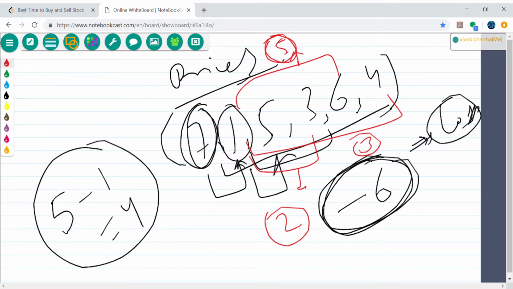Similarly, I need to traverse the whole array just to make sure that I do not get a larger profit in further iterations. Let's say this is 5, and 3 minus 5 will be minus 2, so this will not be the maximum. Similarly 6 minus 5 will be 1, and 4 minus 5 will be minus 1. So this is how it works, right?